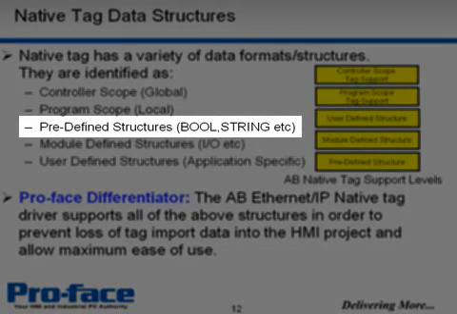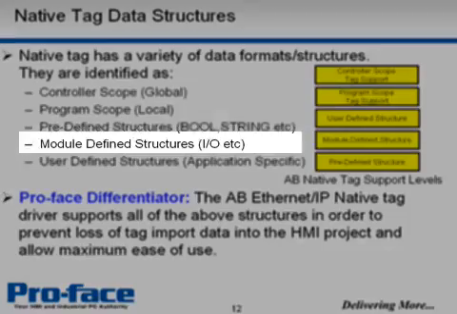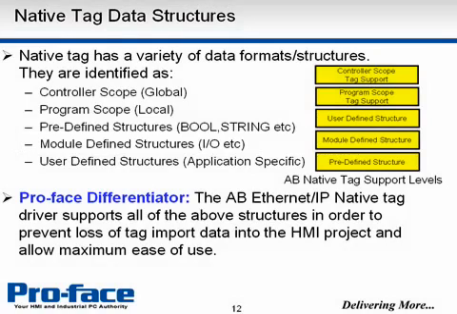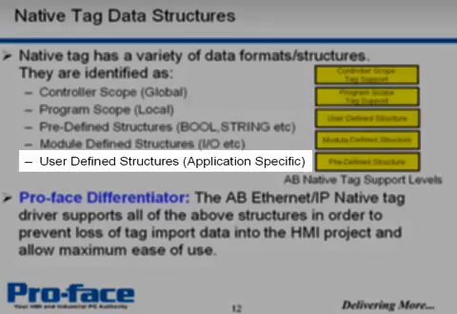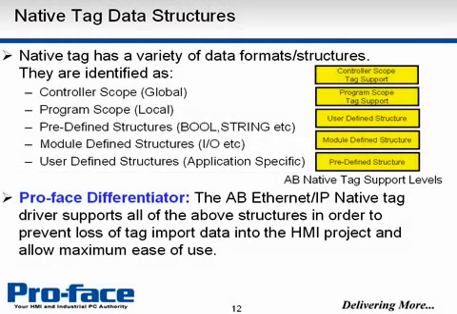Then we have the predefined structures, the bools, the strings, the reals, etc. Then we have the module defined structures. This is essentially how the ControlLogix accesses its I/O. And again, a module defined structure can have a mixture of bool, int, string, dint, etc. And then there are the user defined structures. That's where you decide that you want to create a structure that has multiple data types, multiple arrays, and are specific to your application.